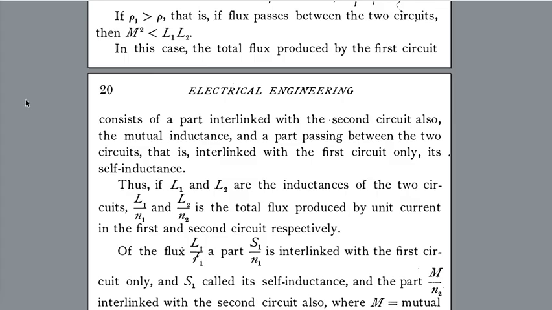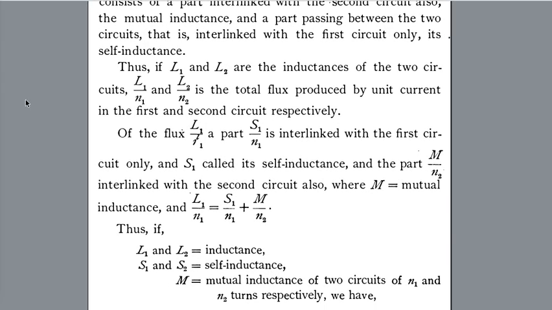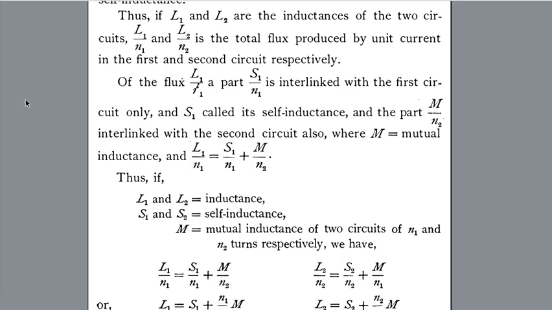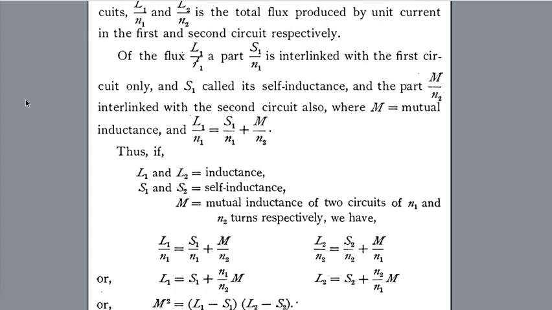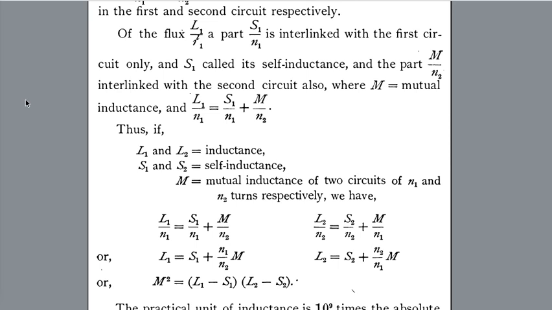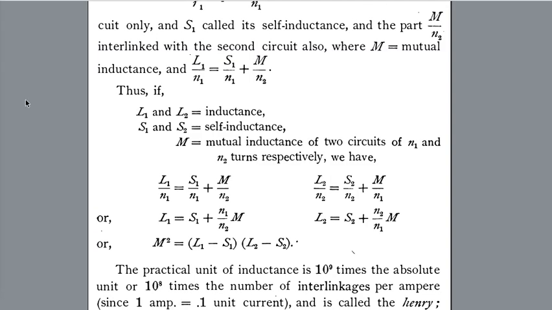Thus, if L1 and L2 are the inductances of the two circuits, L1 divided by N1 and L2 divided by N2 represent the total flux produced by unit current in the first and second circuits, respectively. Of the flux L1 divided by N1, a part S1 divided by N1 is interlinked with the first circuit only, and S1 is called its self-inductance. The part M divided by N2 is interlinked with the second circuit also, where M equals the mutual inductance. Thus, L1 divided by N1 equals S1 divided by N1 plus M divided by N2.